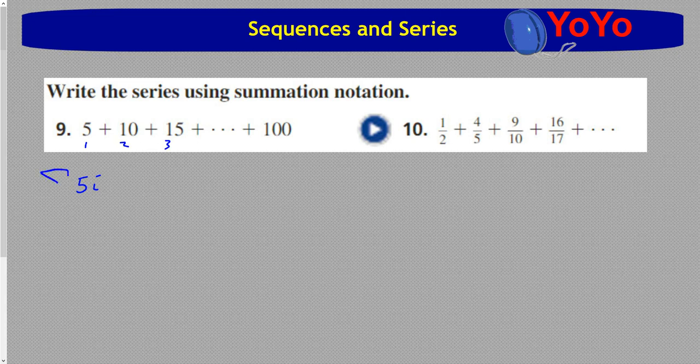So I need my sigma. I is going to start at 1. That gives me 5. What does it go to? Well, just divide that by 5. We'll get 20, which means I need 20 terms.